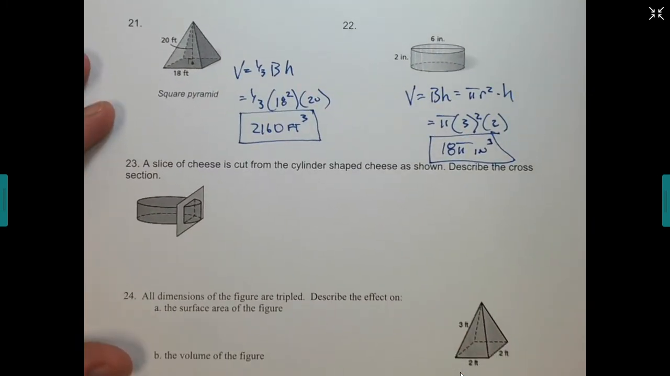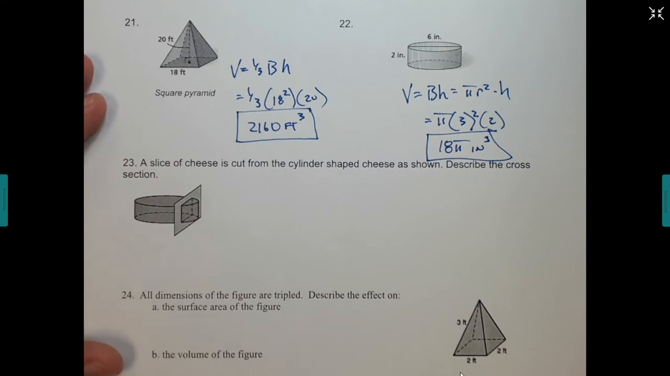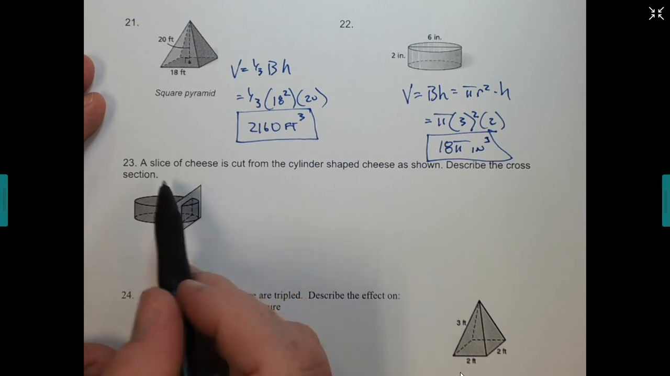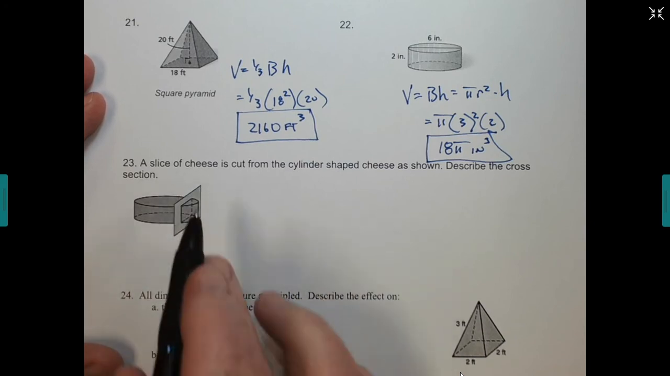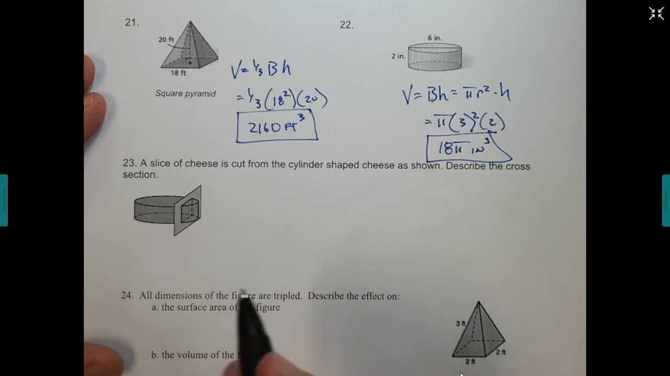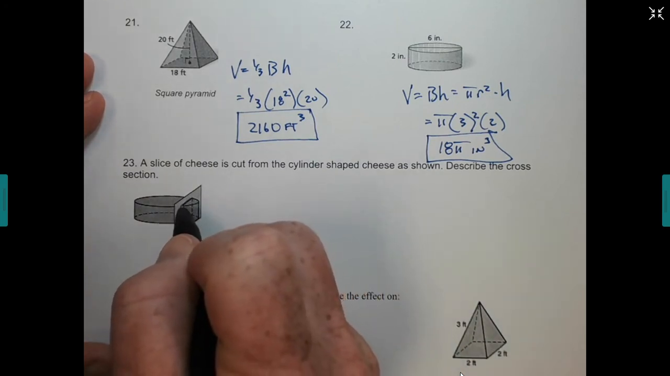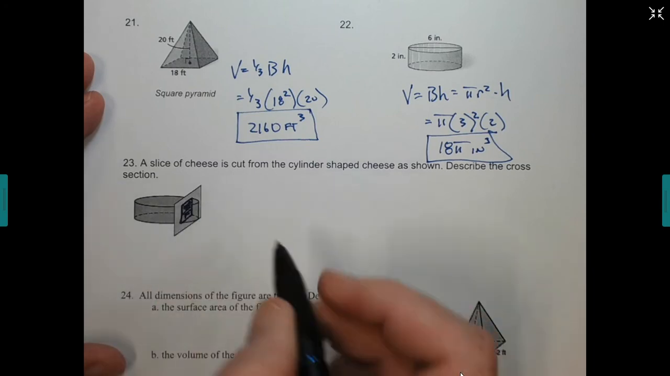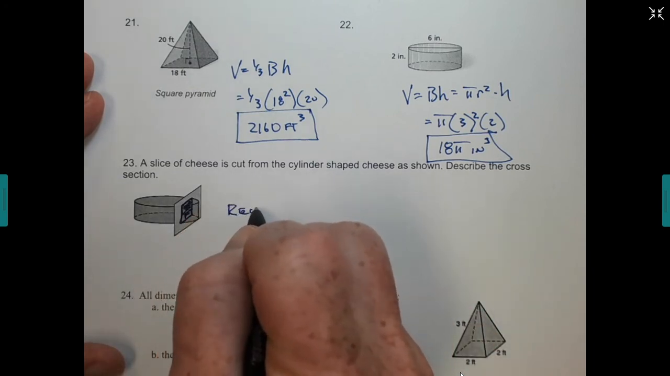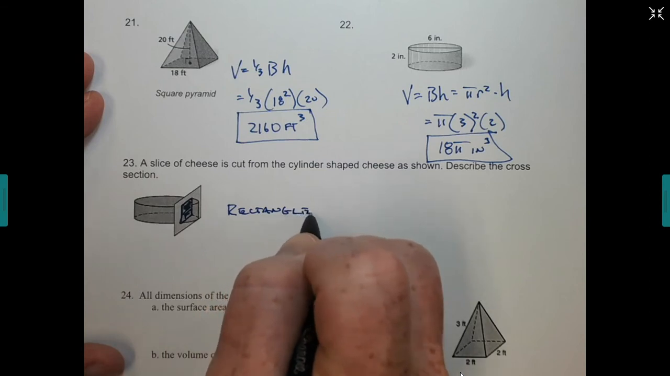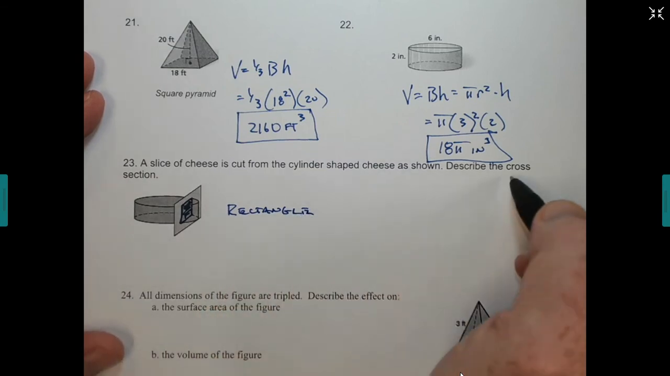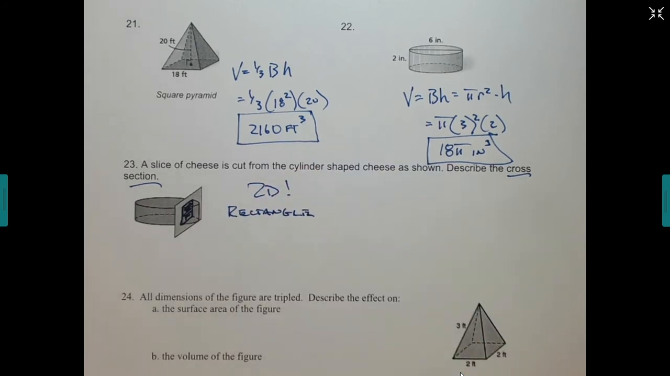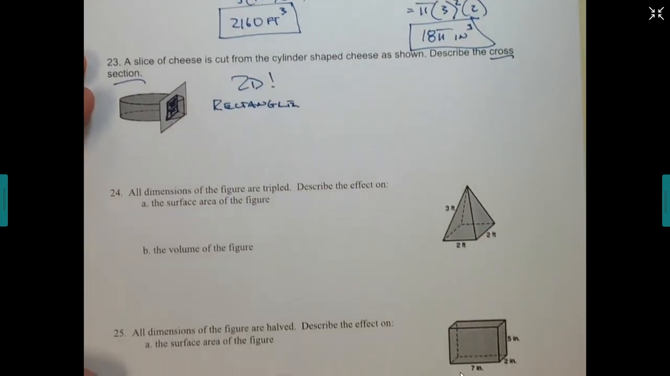These can be confusing. The slice of cheese, this round thing is the cheese, is cut from a cylinder-shaped cheese as shown. Describe the cross-section. They want to know what is this two-dimensional shape right here. That's a rectangle. Please understand that a cross-section is always going to be a two-dimensional answer, never a three-dimensional.